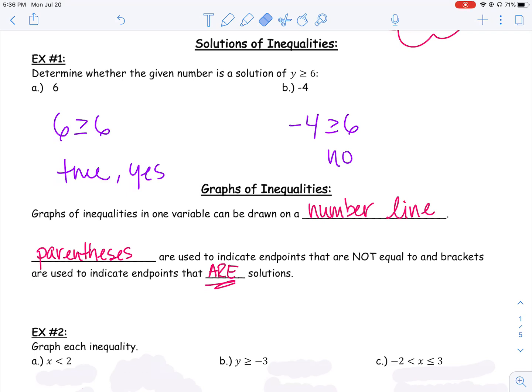All right, the next little thing we're going to talk about is graphing inequalities. We can graph inequalities with one variable on a number line. And so we can put our number on a number line and then we can graph it from there. Now, parentheses are used to indicate endpoints that are not equal. So if I just have a less than or greater than, I'm going to use a round parenthesis. Or brackets, squared off brackets, are used to indicate endpoints that are included. So greater than or equal to 5, less than or equal to 4, I would use a squared off bracket. That will tell me if it's equal to or not.